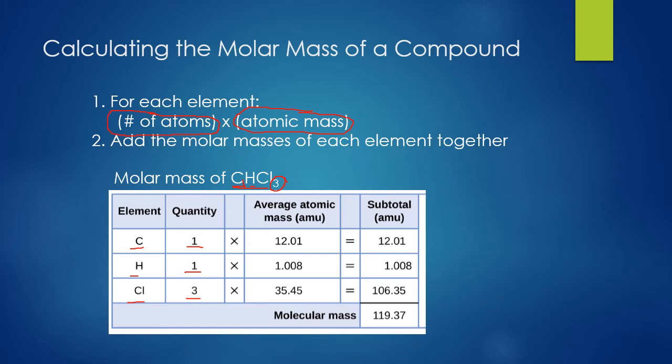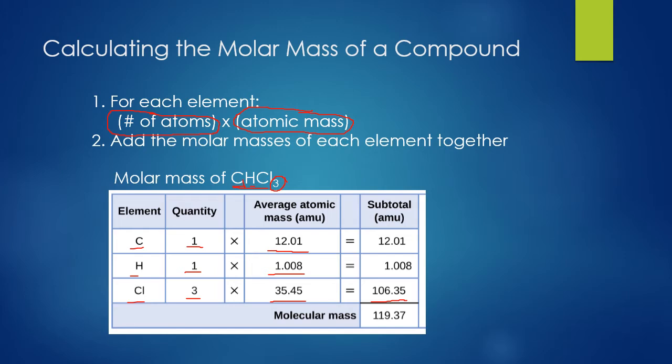Now for the next column, we're looking at the atomic mass. And this is that average atomic mass that can be found on the periodic table. So when you find carbon on the periodic table, you'll see that its atomic mass is 12.01. For hydrogen, it is 1.008, and then chlorine is 35.45. Now you need to multiply across, so for carbon, there's 1 atom that has a mass of 12.01, hydrogen, 1 atom with a mass of 1.008, chlorine, there's 3 of them this time, so 3 times 35.45 gives us 106.35.